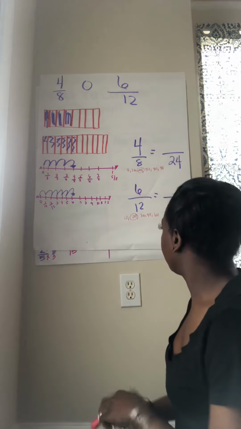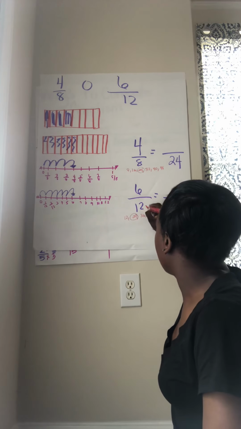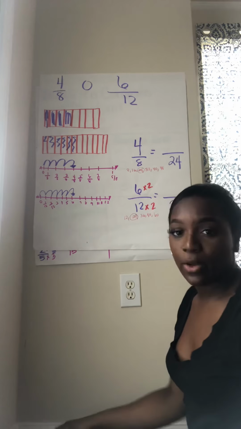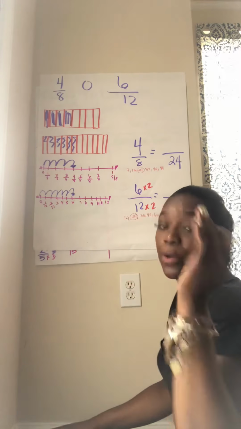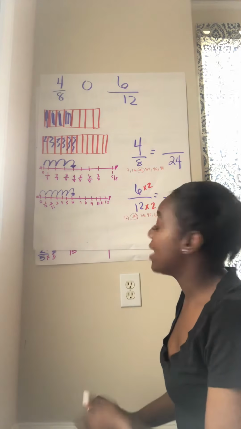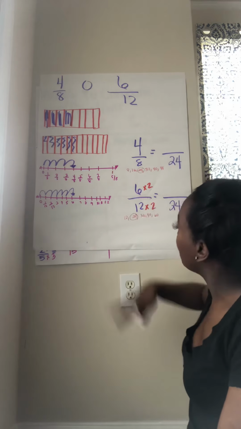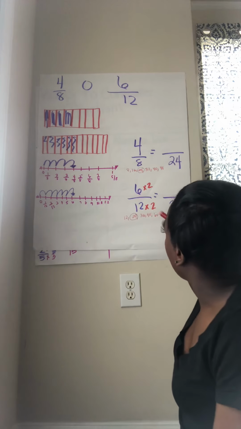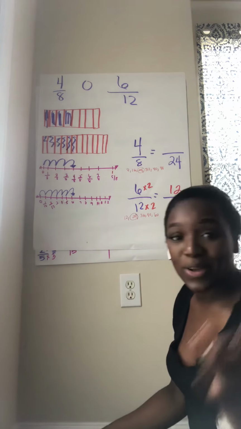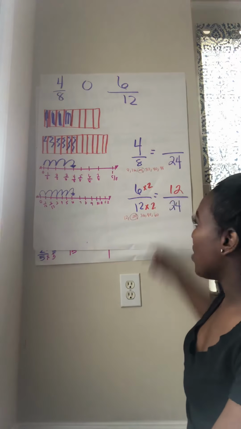So I know that 12 times 2 is 24. So again, remember, whatever you do on the bottom, you do on the top. So if I multiply the denominator by 2, I'm going to multiply the numerator by 2. So 12 times 2 is 24. 6 times 2 is 12. So here's my new fraction, 12 over 24.